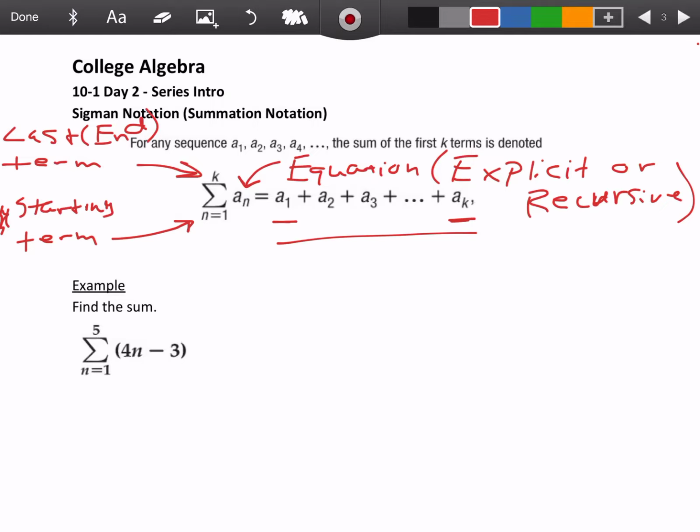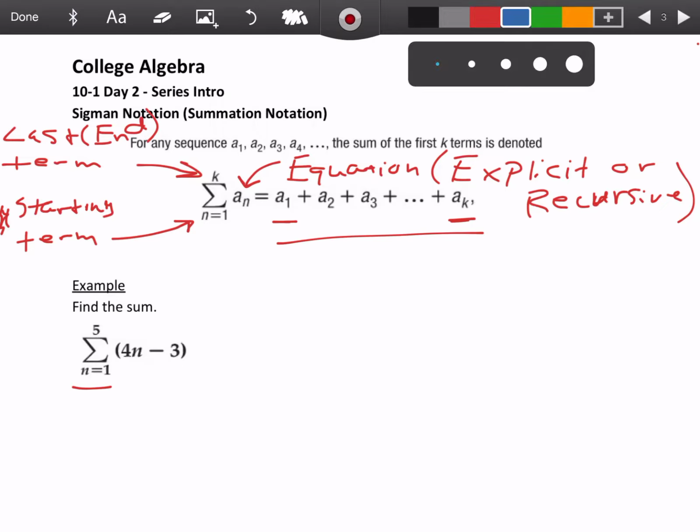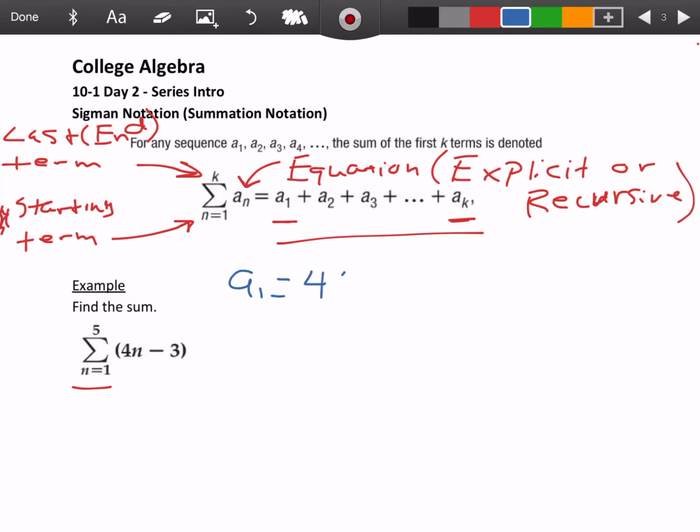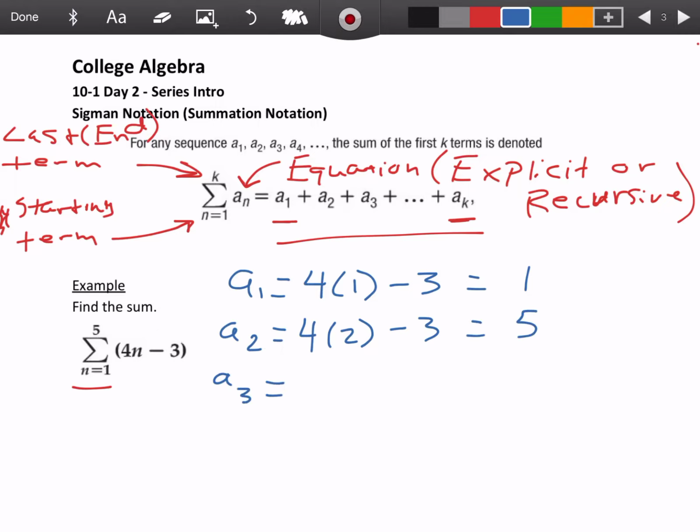So to find this sum, we start out with our first term. Just like we were doing on our last examples, we have A1 equals 4 times 1 minus 3. That would be 1. A of 2, 4 times 2 minus 3, that would be 5. Then we have 4 times 3 minus 3, that was 9. And hopefully you can see that we're going up by 4 each time, and that makes sense because we're multiplying by 4 each time.